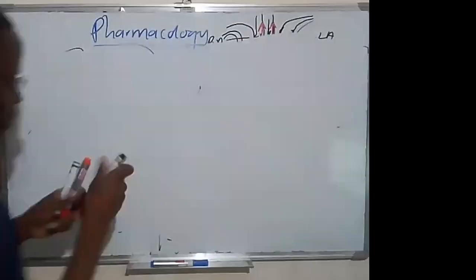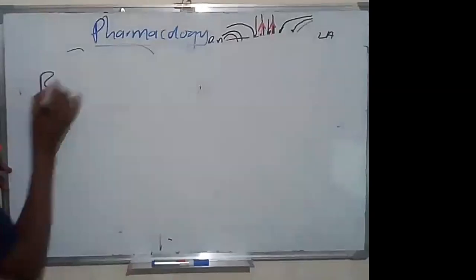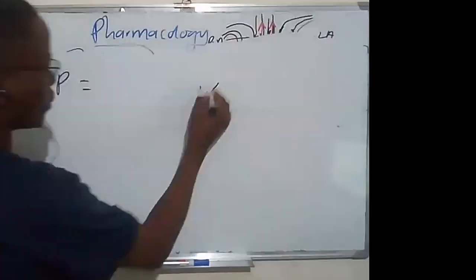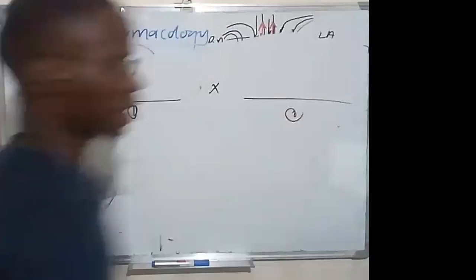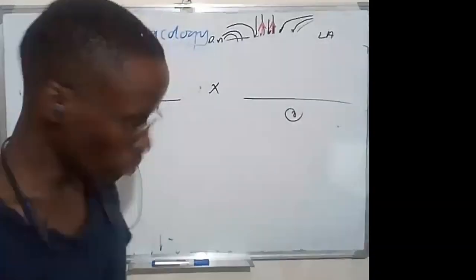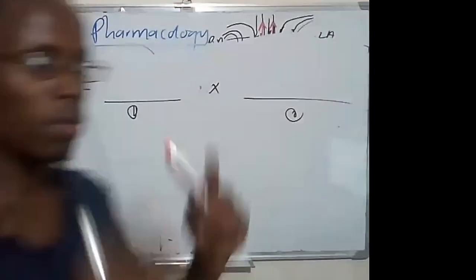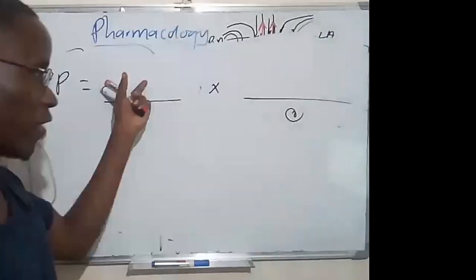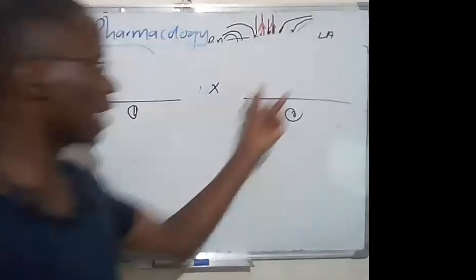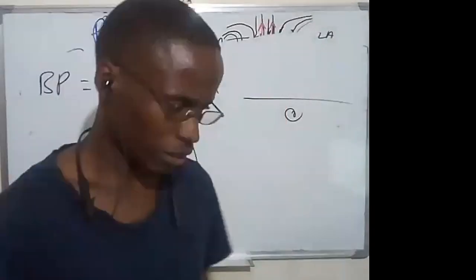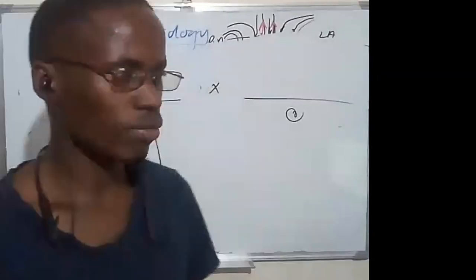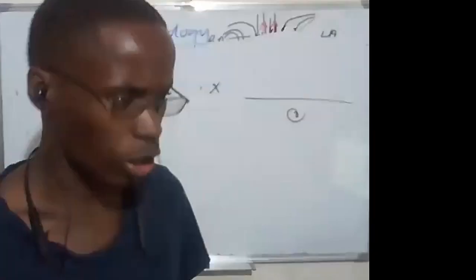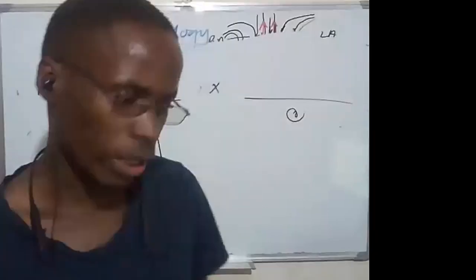Blood pressure is a product of two things. There's a first thing and a second thing. What is supposed to be here and what is supposed to be there? Anyone who can tell me? So blood pressure is a product of two things, right? There's the first parameter and the second parameter. What are those parameters? Come on, guys. Anyone can unmute themselves and say what they want to say.